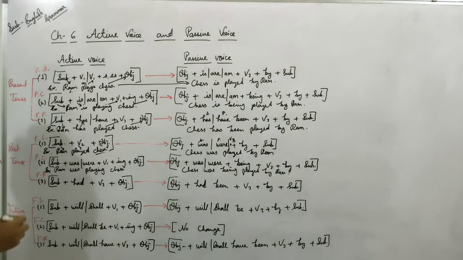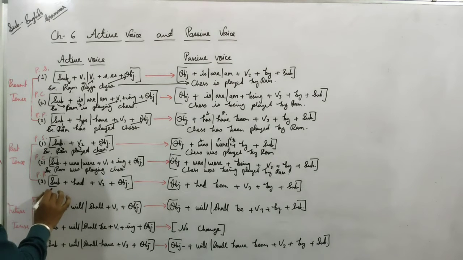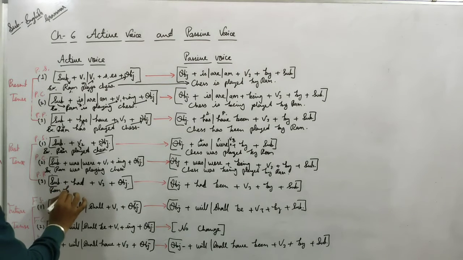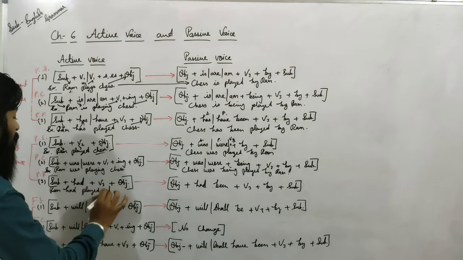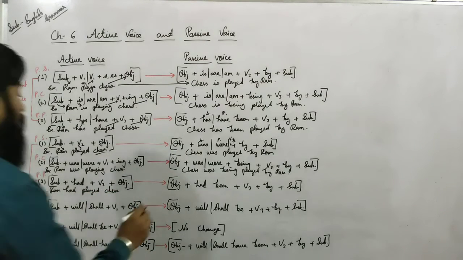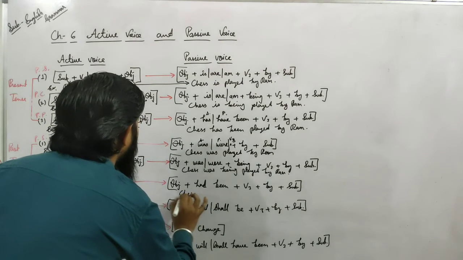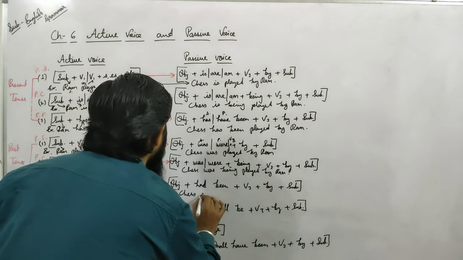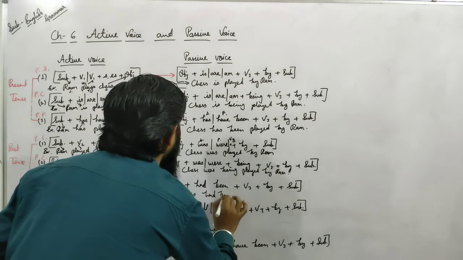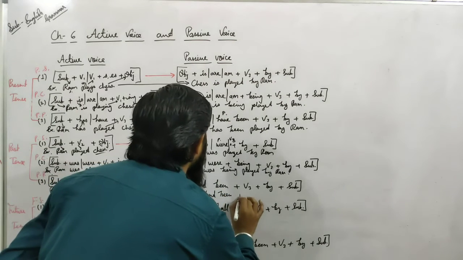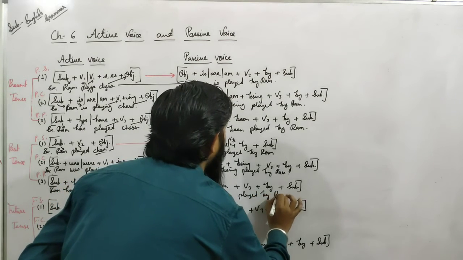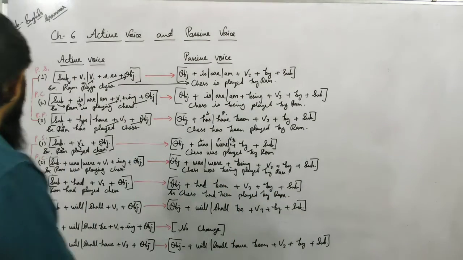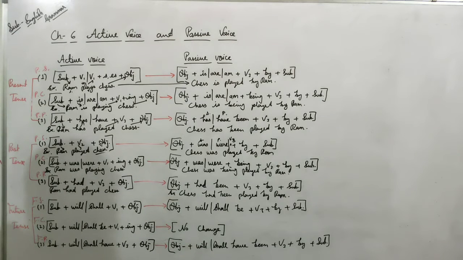Now the last one is past perfect. Subject plus had plus third form. Ram had played chess. Then chess had been played by Ram. Dear students, that is about past tense. Now we will discuss future tense.